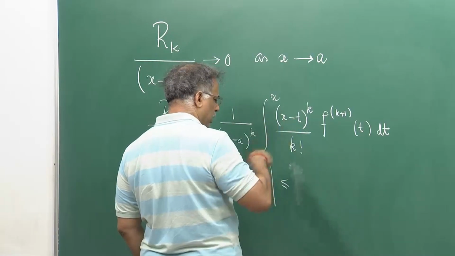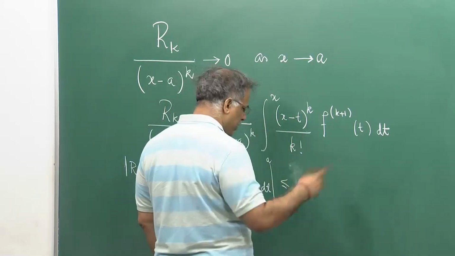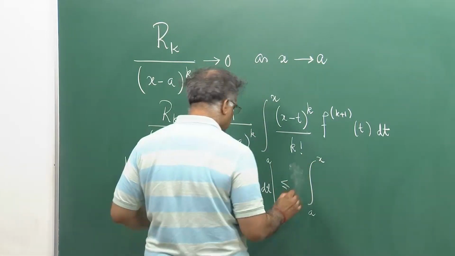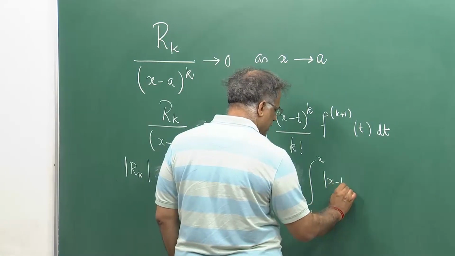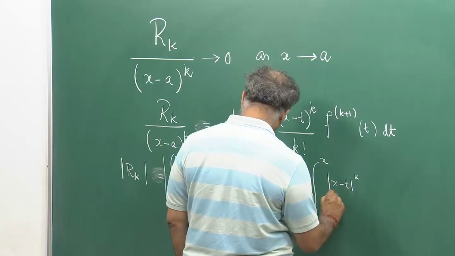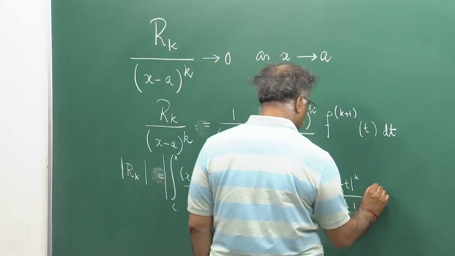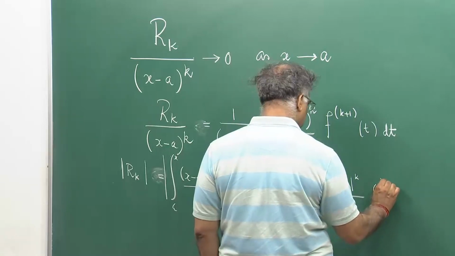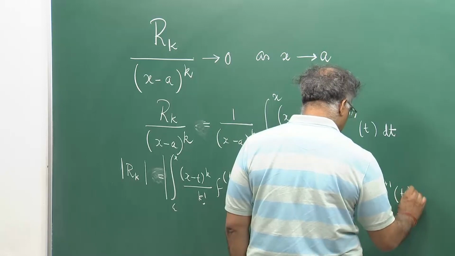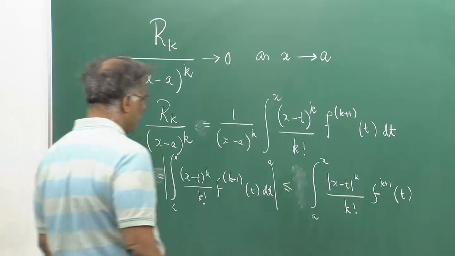The modulus of the integral of f(x) is less than or equal to the integral of the modulus of f(x). So, the integral from a to x of the modulus of (x minus t) to the power k, because t is lying between a and x, by k factorial, times the modulus of f^(k+1)(t), dt.